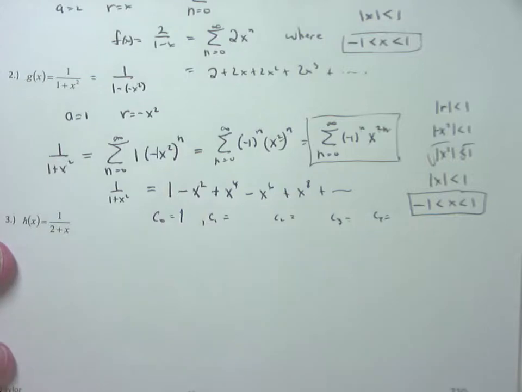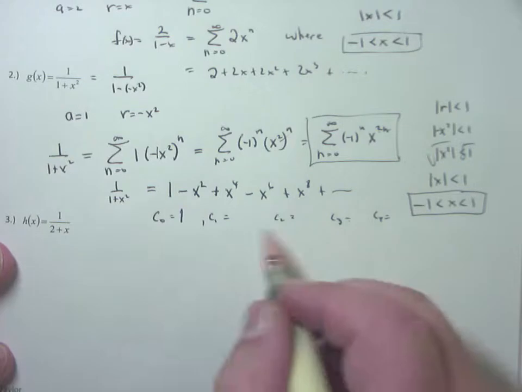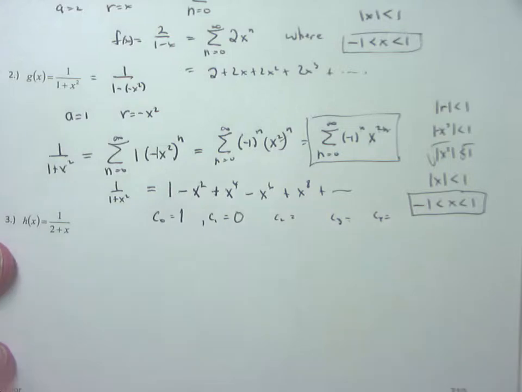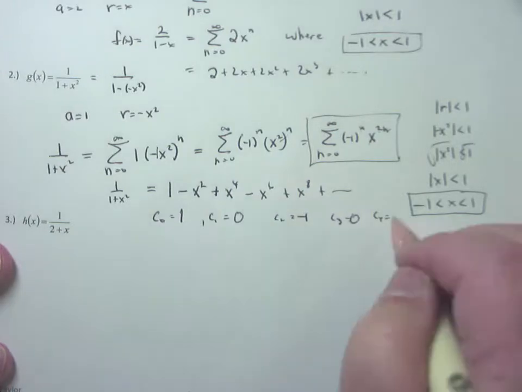What's C1? It's 0. There's no x term in this thing. C1 is the coefficient in front of the x. This goes from 1 to x squared. It's 0. What's C2? Negative 1, the coefficient in front of the x squared. What's C3? 0. There's no x cubed term in it. What's C4? C4 is the coefficient in front of the x to the 4th, which is 1.